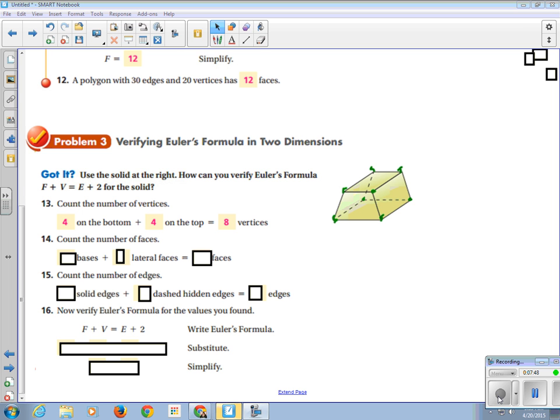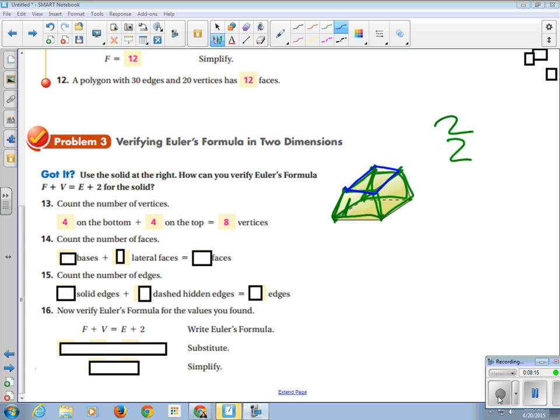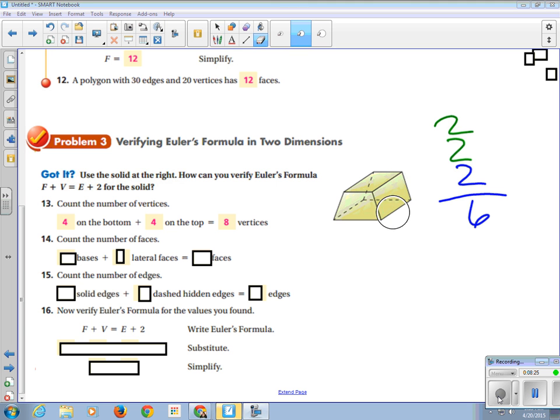Count the number of faces. I think of it as front, back, top, bottom, left, right. So I have a front and a back, that's 2. I have a left and a right, that's 2. I have a top and a bottom. That's 2 more, for a total of 6. That's the way I think of it.